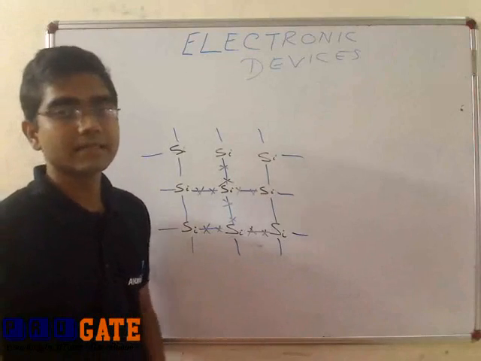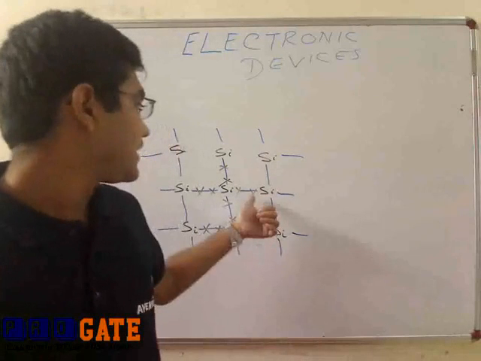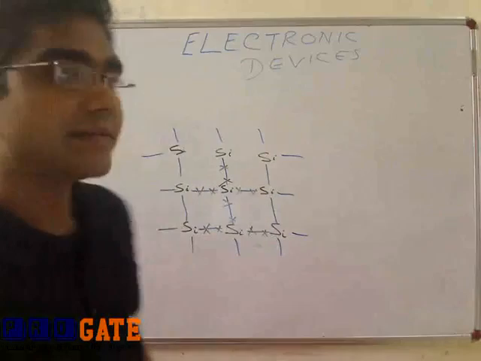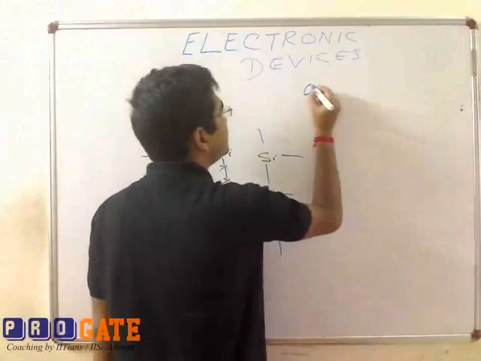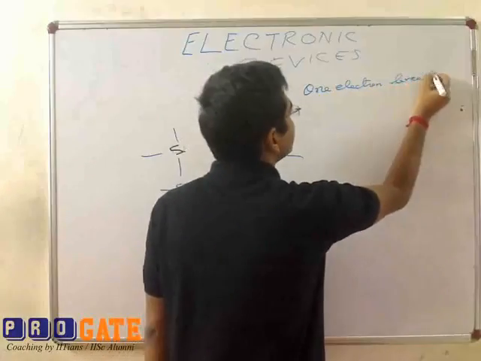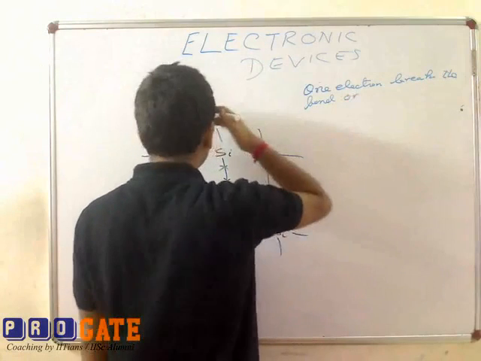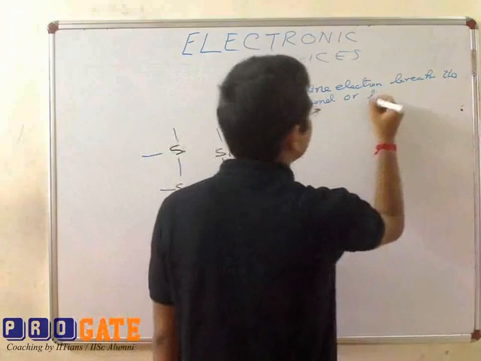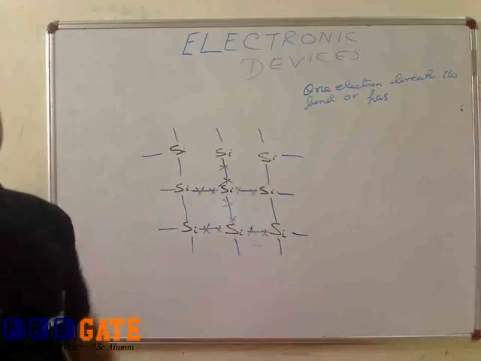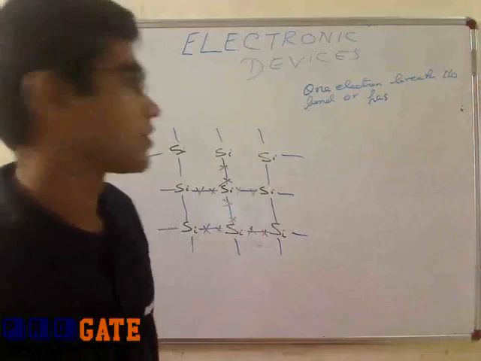Now, silicon forms a covalent bond here, right? If it happens by any chance that a particular electron breaks its bond, suppose one of the electrons breaks the bond or has insufficient number of electrons to pair with.